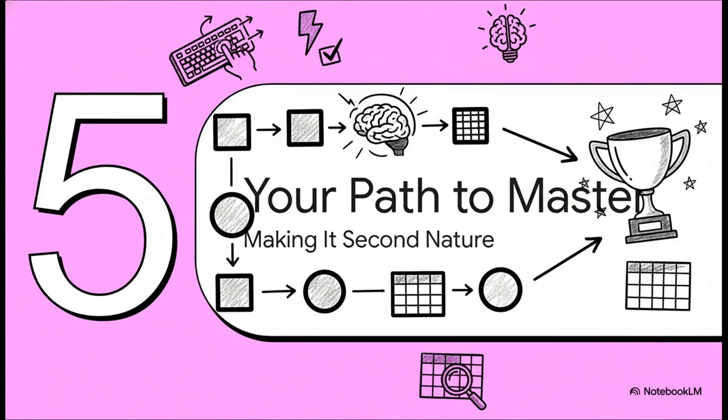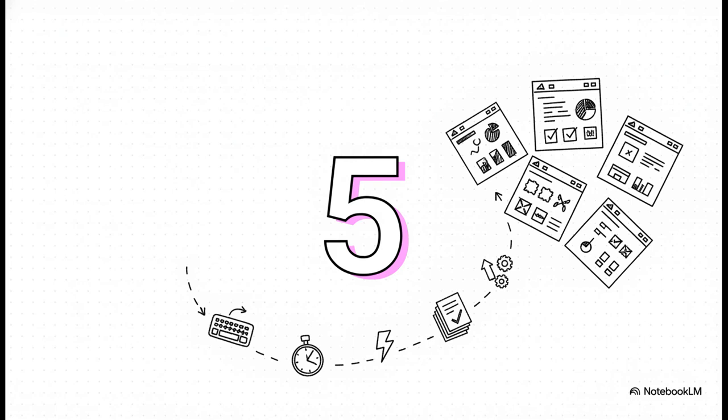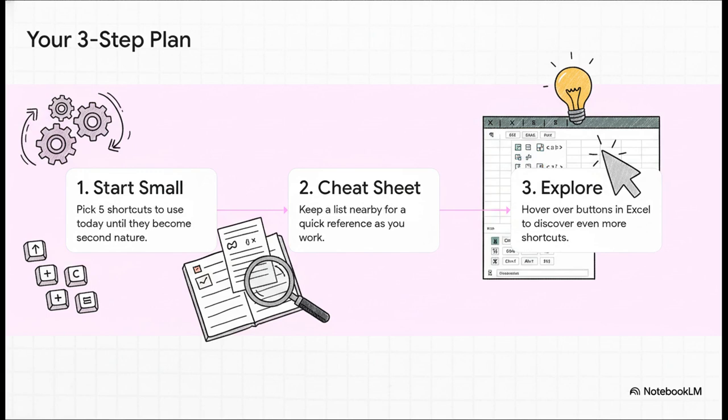Whew. Okay, we have covered a lot of ground. So the big question is, how do you make all of this second nature? Well, don't worry. You don't need to memorize everything all at once. We've got a simple, actionable plan to get you there. And believe it or not, the whole journey starts with just one manageable number, 5. That's it. Just 5.